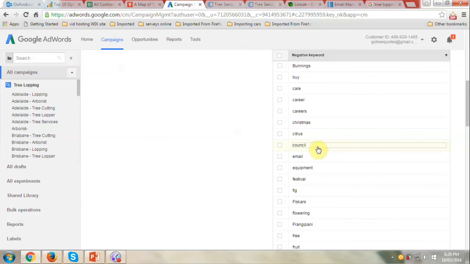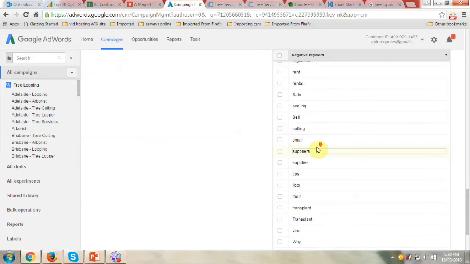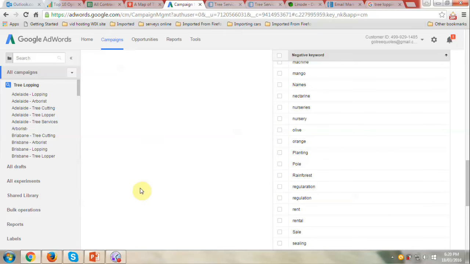Okay, council. Someone looking for tree removal approval, or council approval for tree removal. That's fine, they can do that, but I don't want to waste my money on someone who doesn't have approvals. So that's your negative keywords. Extremely important. Tree pruning tools, Bunnings, all these kind of things. Okay, so look, I'll leave it there.